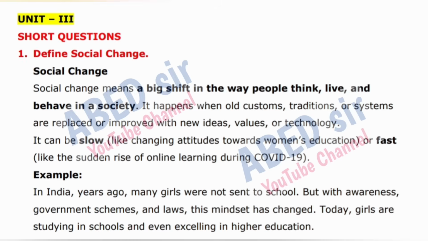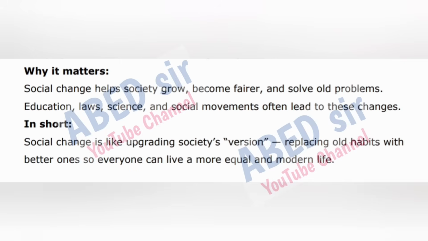Example: in India, years ago, many girls were not sent to school. But with awareness, government schemes, and laws, this mindset has changed. Today, girls are studying in schools and even excelling in higher education. Why it matters? Social change helps society grow, become fairer, and solve old problems. Education, laws, science, and social movements often lead to these changes. In short, social change is like upgrading society's version, replacing old habits with better ones so everyone can live a more equal and modern life.